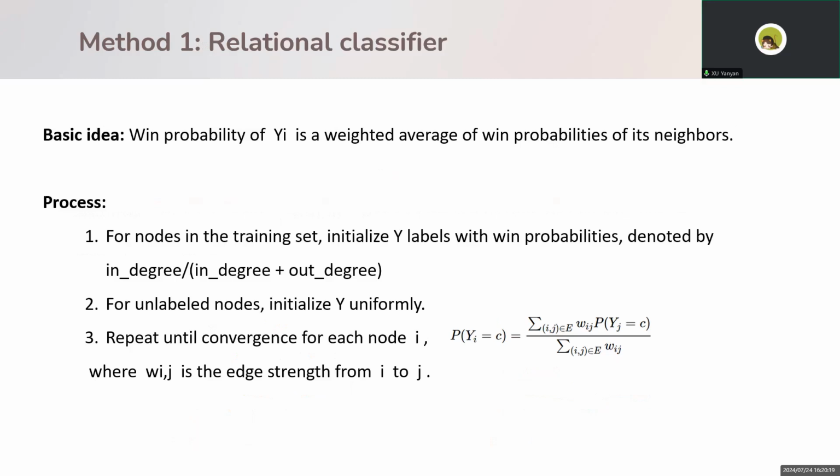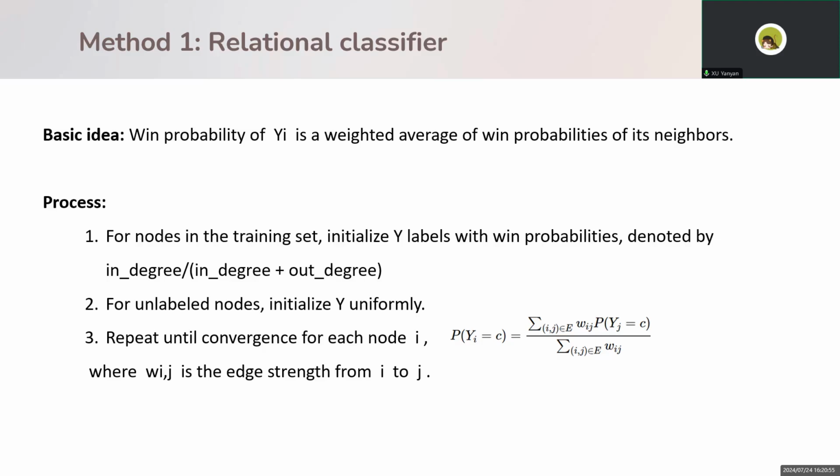The basic idea is that the win probability of yi is a weighted average of the win probabilities of its neighbors, and there are three main steps in the process. At first, for nodes in the training set, we initialize y labels with win probabilities, denoted by in degree divided by the sum of in degree and out degree. For unlabeled nodes, we initialize y uniformly.